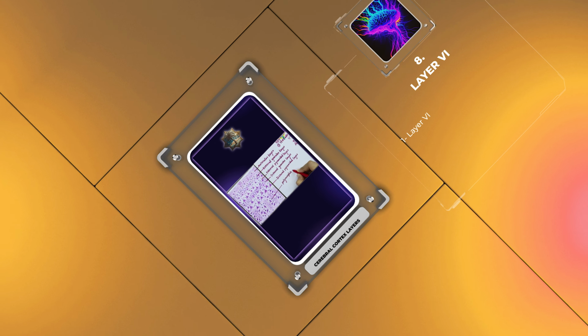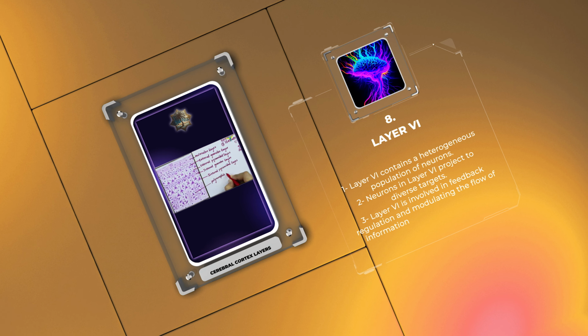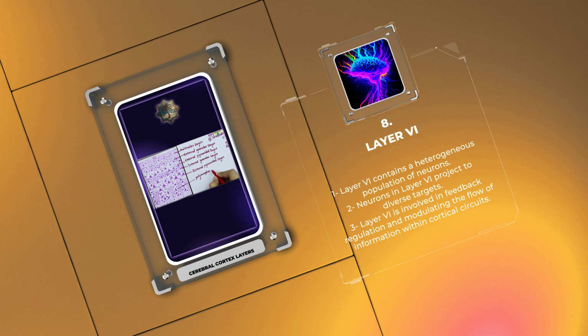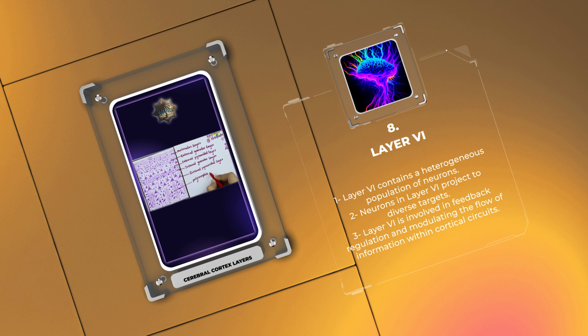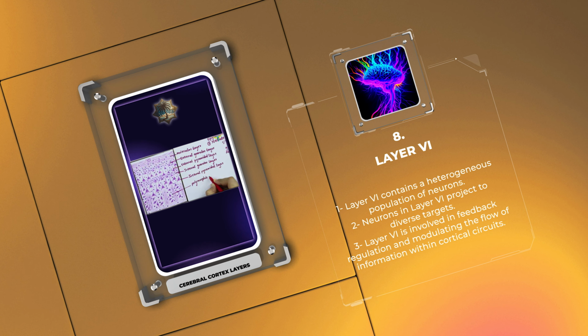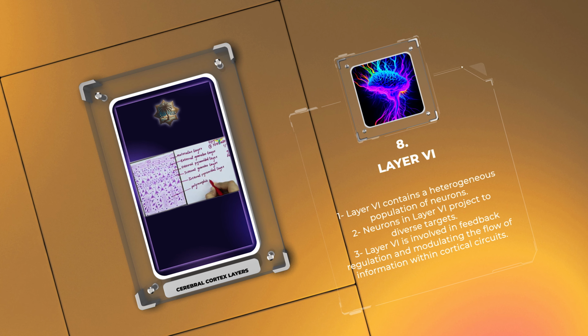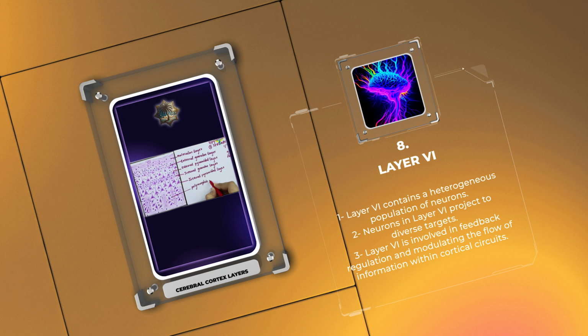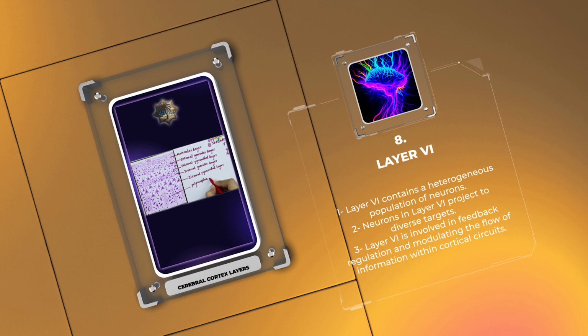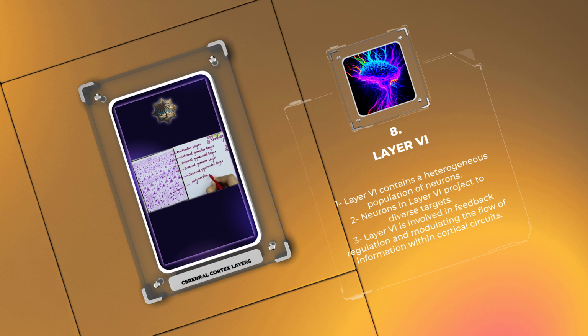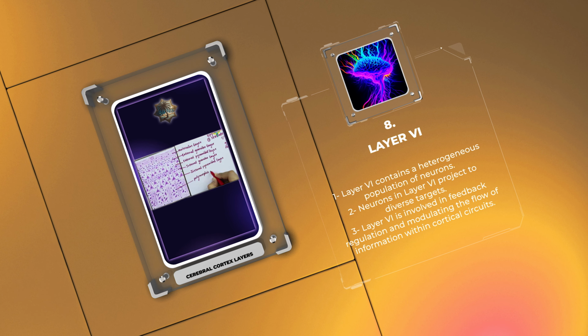Layer VI, the multiform layer, contains a heterogeneous population of neurons, including pyramidal and non-pyramidal cells. Neurons in layer VI project to diverse targets, including other cortical areas and thalamic nuclei. Layer VI is involved in feedback regulation, modulating the flow of information within cortical circuits and influencing sensory perception and attentional mechanisms.